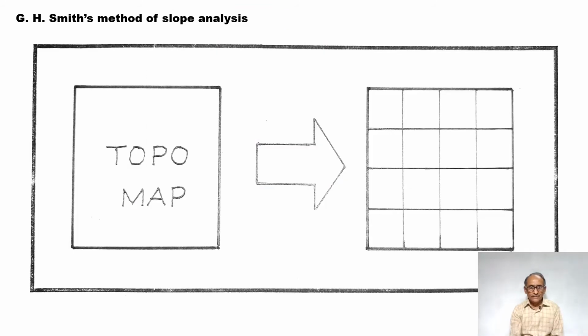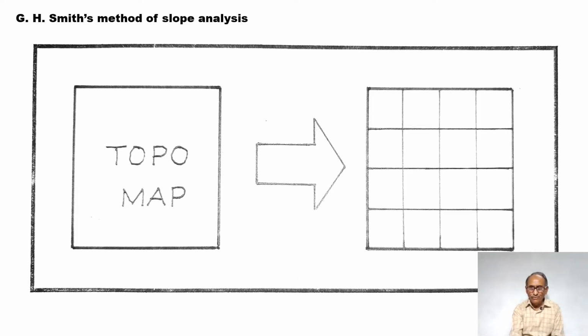Stop. So now we have come to the third method of slope analysis. This is G.H. Smith method. And in order to simplify this method, instead of using actual map, I have used diagrams.